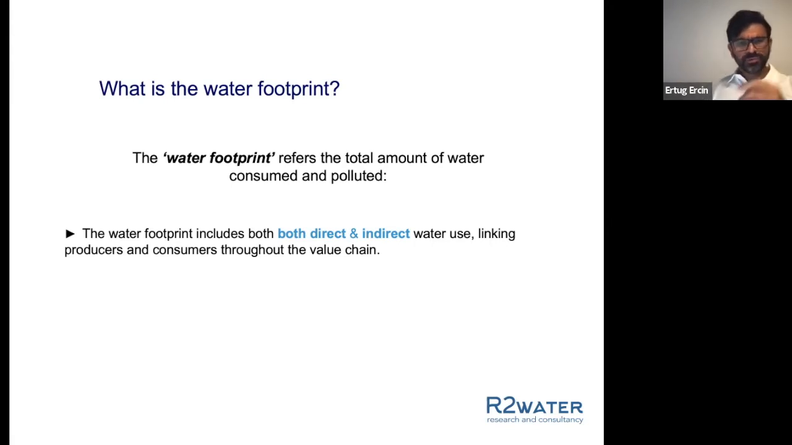But from the water footprint perspective, if you take 100 gallons of water, and if you give that 100 gallons of water back to the same location, your water footprint is zero, because you're not a consumer of it.